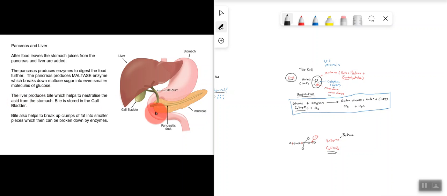So again, there's going to be acid in the food and it needs to be neutralized using bile from the liver. Bile is stored in the gallbladder. You have this bile stored in here. It's like a sac that's attached onto the liver and it's full of bile. Bile also helps to break up clumps of fat into smaller pieces, which can then be broken down by enzymes. These fatty acids are transported to cells and used by cells to make the membranes of all the cells in the body. So that's the pancreas and the liver.